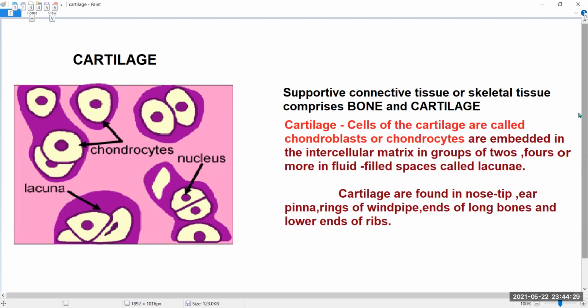Cartilage is found in the nose tip, ear pinna, rings of windpipe, ends of long bones, and lower ends of ribs. And the functions of cartilage are, they give support to certain organs like the external ear, nose, and windpipe. It gives strength as well as flexibility, and it acts as a shock absorber at the ends of bones.